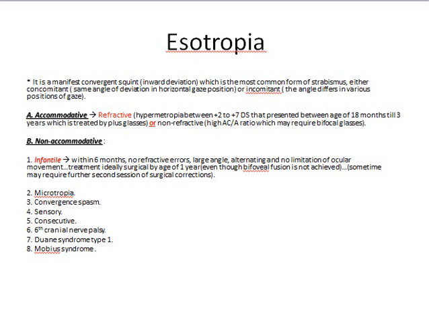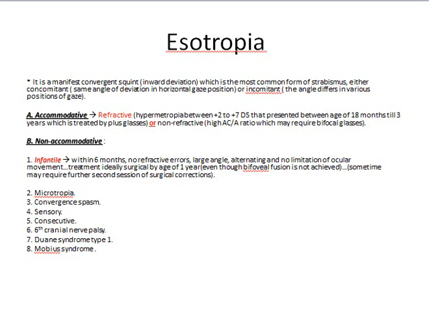The commonest type of accommodative esotropia is refractive, which means the patient has hypermetropia between +2 to +7 diopters. It presents between the age of 18 months and 3 years of life, and the treatment is by convex glasses. The other accommodative type of esotropia is non-refractive, which means a high AC/A ratio, which may require bifocal glasses.